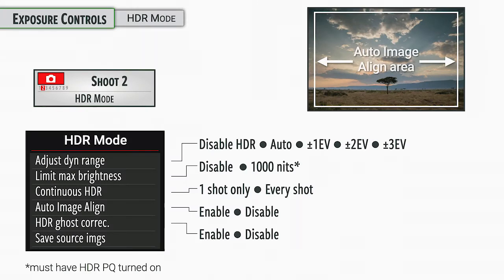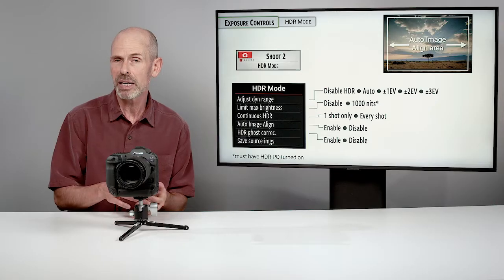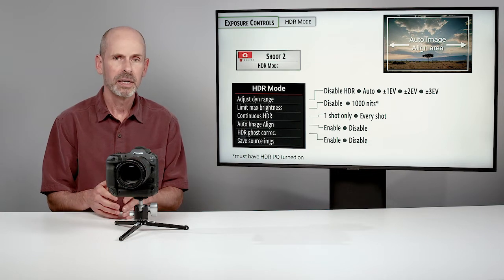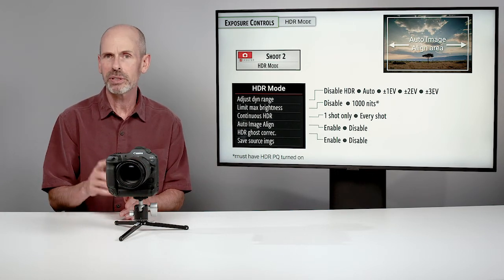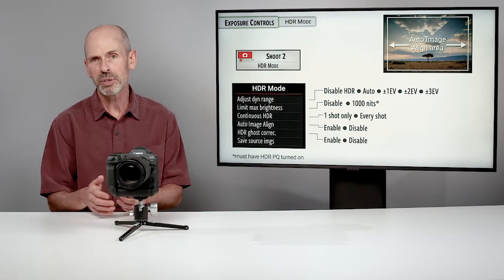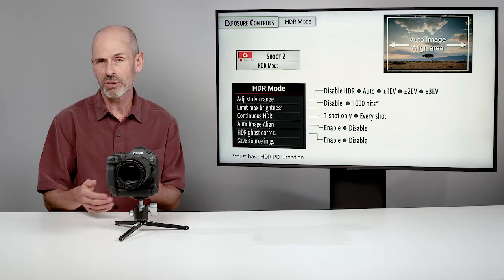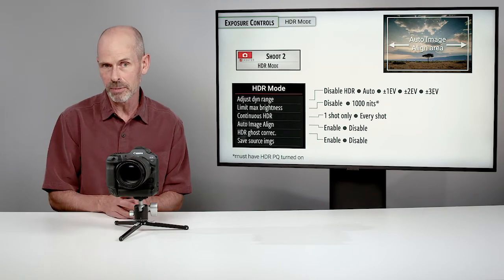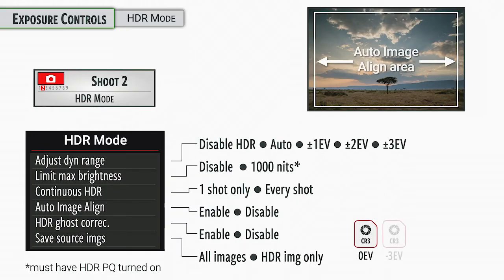Now, you shouldn't be shooting HDR on subjects that move around. There'll be some ghosting. You can have the camera try to fix that ghosting by enabling it or disabling it. To get the best HDR, you should not be shooting something that moves around, and then you can leave this disabled. If you are shooting something that is moving, you might try enabling this to see if it solves the problem.